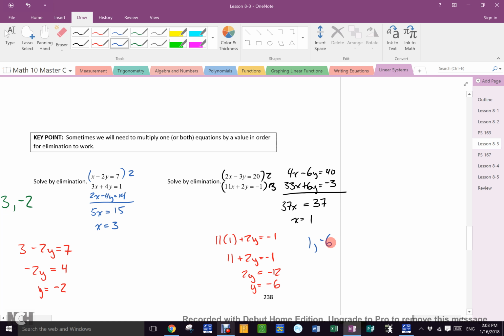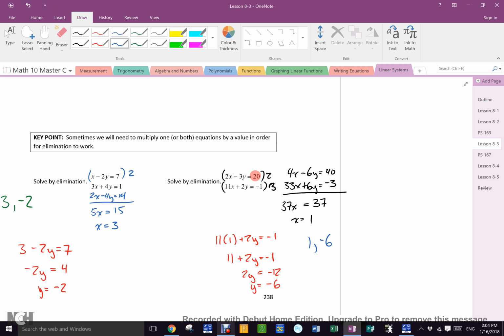1 and negative 6. We know it works in the bottom one. Let's check it in the top. What's 2 times 1? 2. What is negative 3 times negative 6? Positive 18. What's 2 plus 18? And doesn't it need to be 20? Is everybody good?